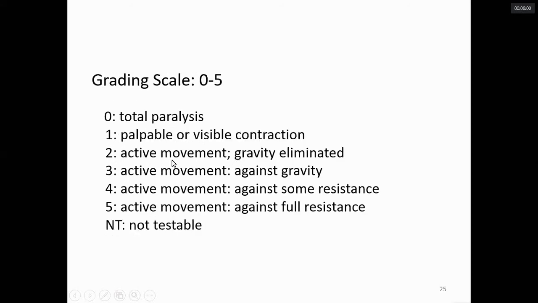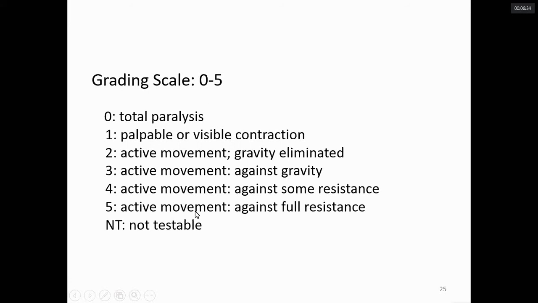So for assessing the motor power, always do the MRC grading. It starts from 0 to 5. If there is no power at all, that is total paralysis, you grade it as 0. If there is visible contraction or flickering movement, then the power is 1. If the patient can move the limb by eliminating gravity, that is 2. If the patient can lift the limb against gravity, it is 3.